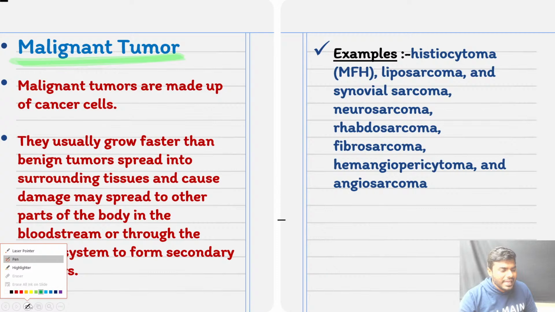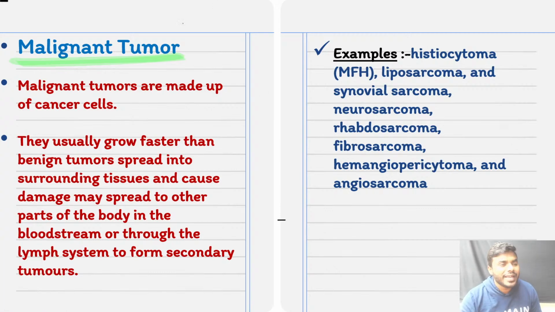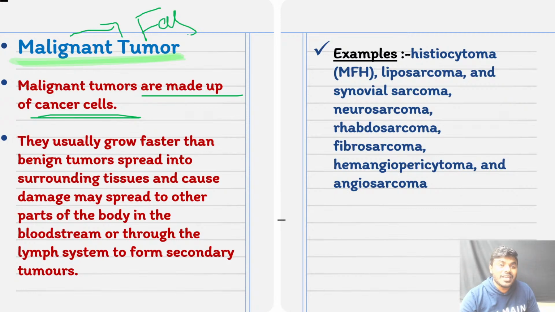Next, malignant tumor. Friends, listen. Malignant tumors are made up of what? Cancer cells. When I use the word malignant tumor, what is its specialized characteristic? Faster growth. They grow very fast, they divide very fast. Along with the division, what is the point? It will break the barriers and immediately spread into the surrounding tissue.